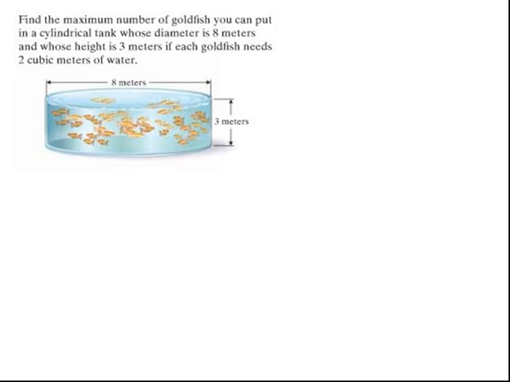Well, in order for us to even begin this problem, we need to know how much water this tank will hold. That's a volumetric measure. So we need to know our volume formula for a cylinder. And that formula is volume will equal pi times the radius squared times h.